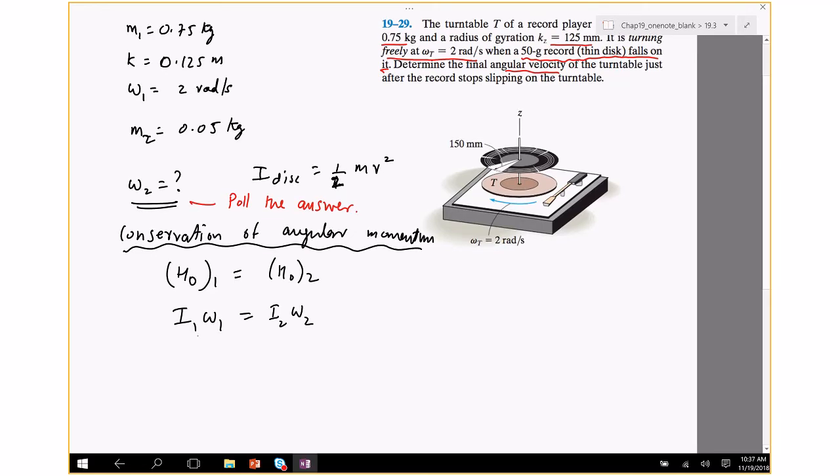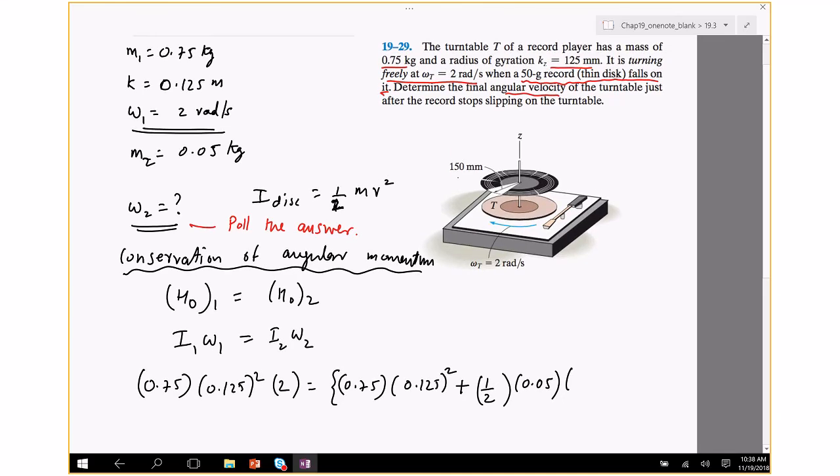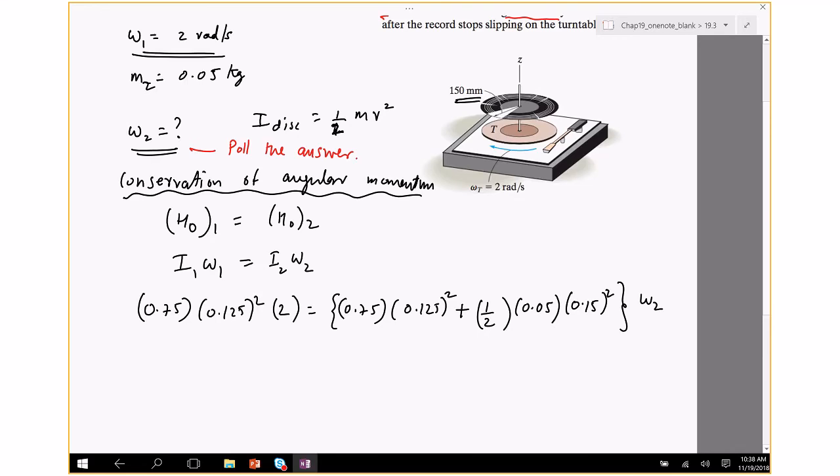When it is at instant one, when the disk is not placed on it, the inertia is mass times the radius of gyration squared, times the angular speed, so that's 2, equals I2 omega 2. Now when the disk is put on the turntable, we have two things to worry about. One is the original turntable, which is mk squared, or mass times radius of gyration squared, plus the inertia of the disk. So half the mass of the disk, which is 0.05, times the radius, 0.15 squared, times omega 2. Okay, so solving for omega 2.